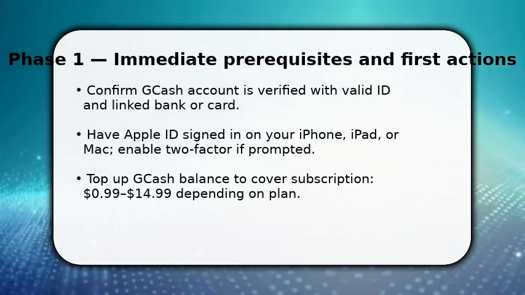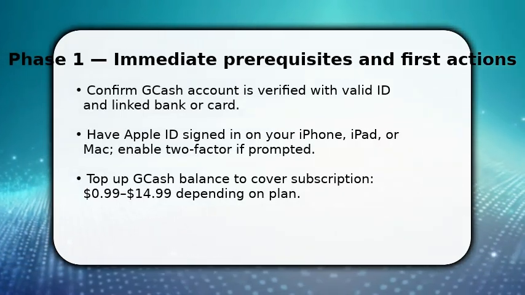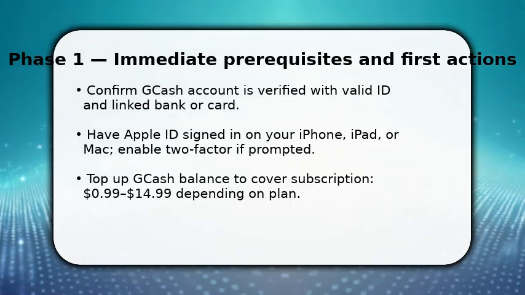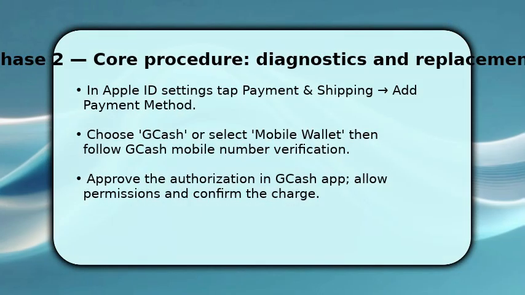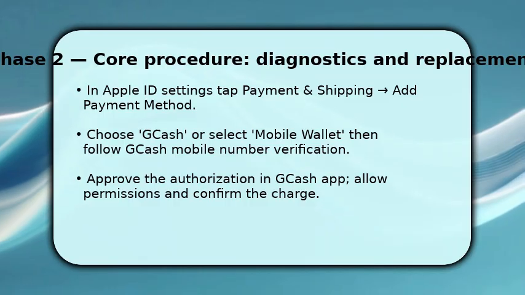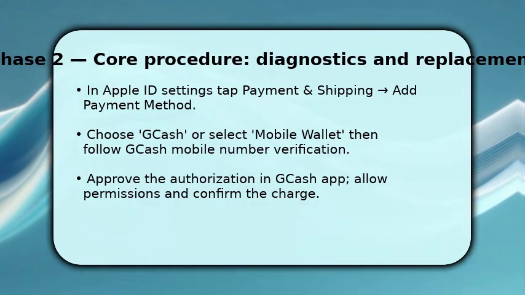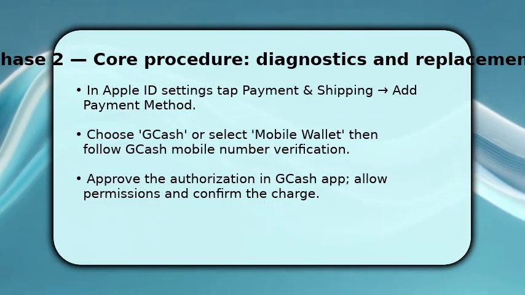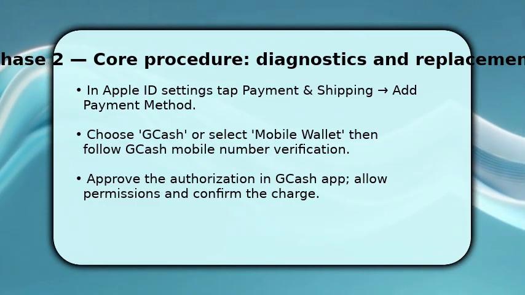This prevents declines. Now, navigate to Payment and Shipping in Apple ID settings so you can add or change the payment method to Gcash. Next, add Gcash as your Apple payment option by opening Payment and Shipping and choosing Add Payment Method. Select the mobile wallet choice that corresponds to Gcash, then enter your Gcash registered mobile number.